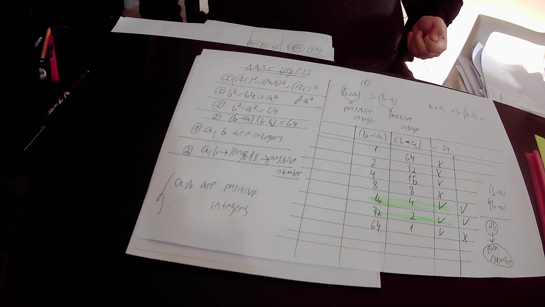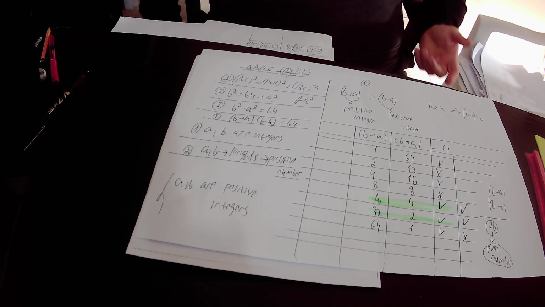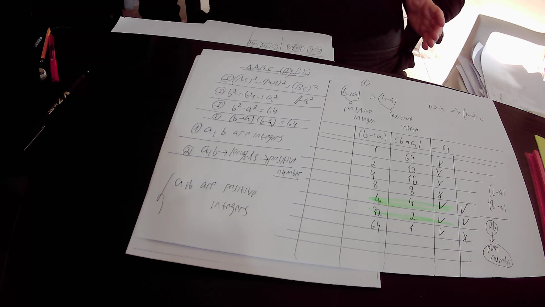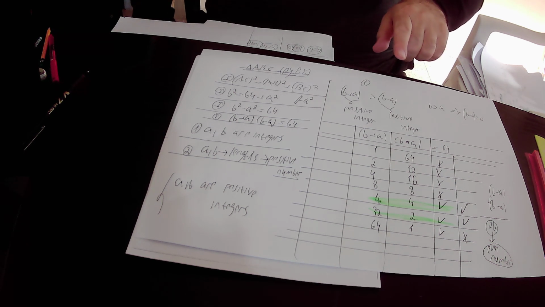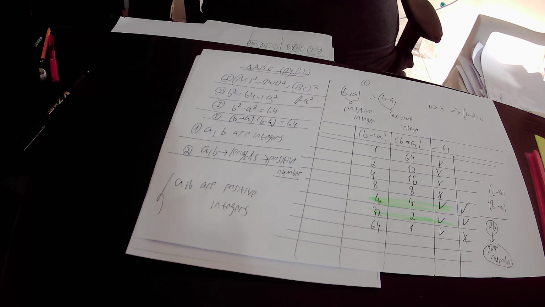So B is a positive integer, A is a positive integer. And if B minus A is positive, it must also be a positive integer, because when you subtract a positive integer from a positive integer and the result is positive, it must be a positive integer. Okay? So we found out that B plus A is a positive integer, and B minus A is also a positive integer.